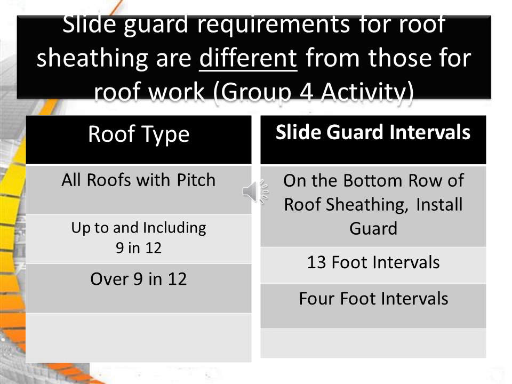If the roof type is all roofs with a pitch, then the slide guard intervals will be at the bottom row of the roof sheathing. If they're up to and including 9 and 12, then you'll have 13-foot intervals. If they're over 9 and 12, you'll have 4-foot intervals.